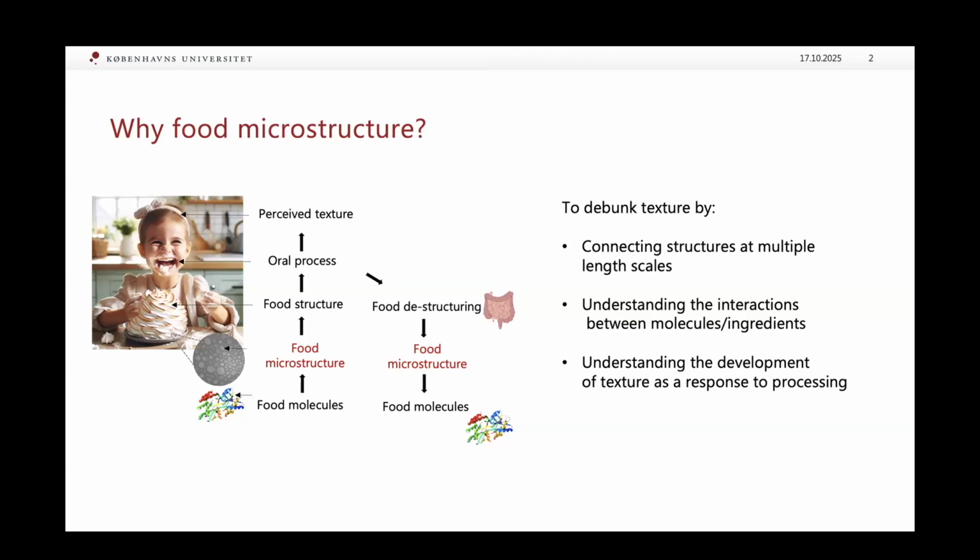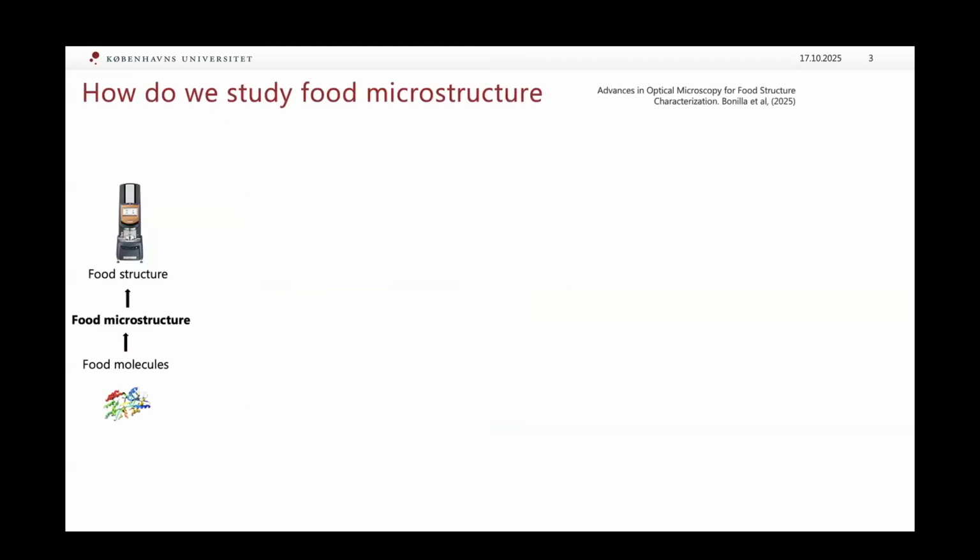Now there is increased interest in this part due to new trends to utilize plant proteins, for example, or more sustainable foods using more sustainable ingredients. And well, many of them don't create the textures that we are used to from the more traditional ingredients. So that's where we can learn a lot at the microscopic scale.